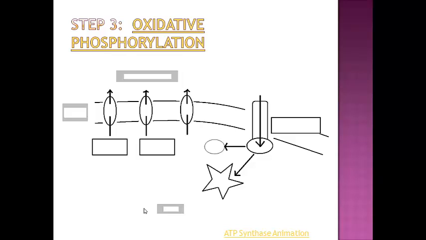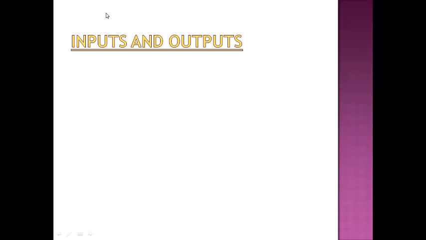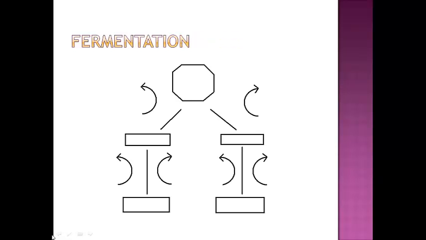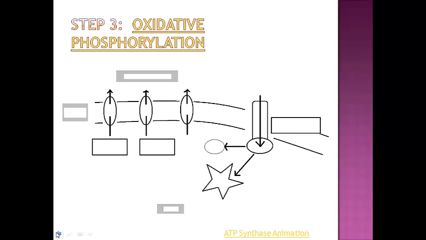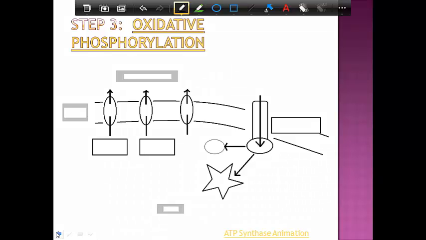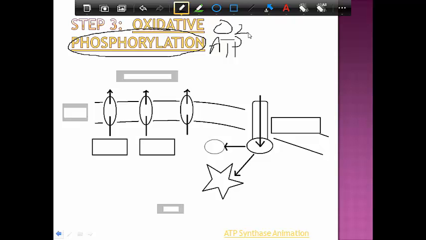So first of all, oxidative phosphorylation. What does that mean? Phosphorylation refers to making ATP, and oxidative means we're going to use oxygen to make that ATP. And you'll see in a little bit how that happens.